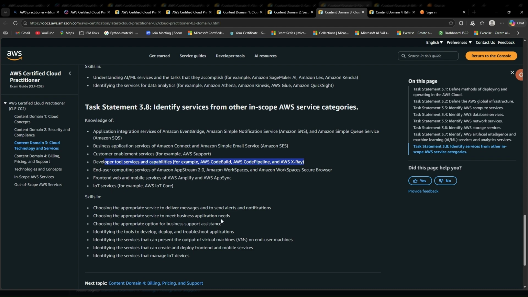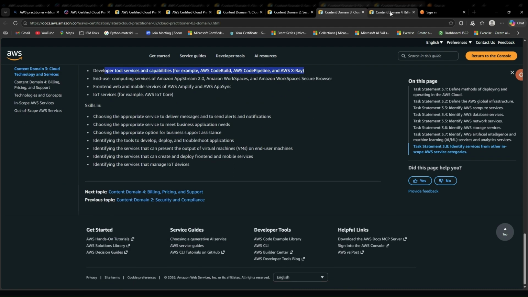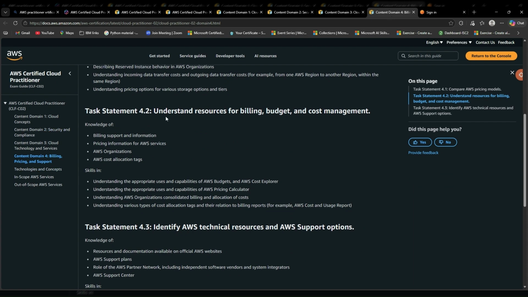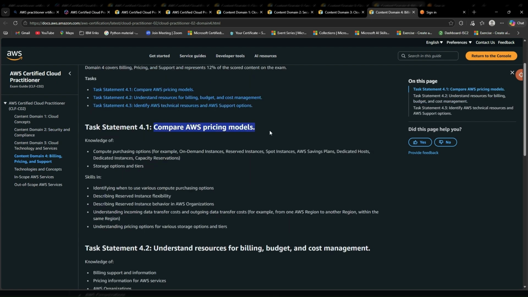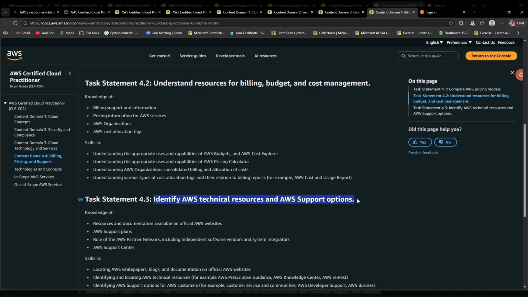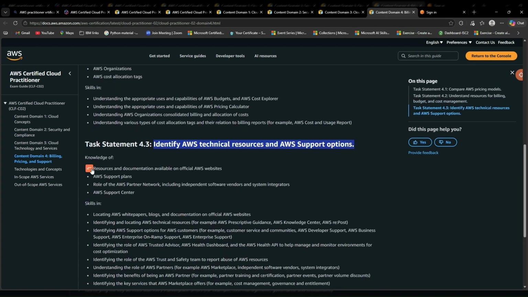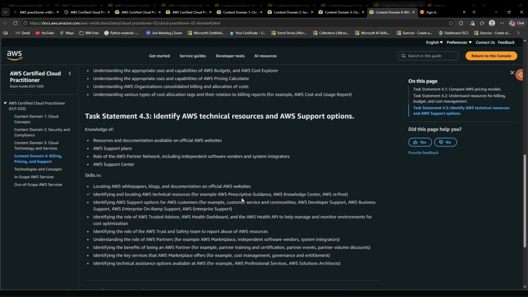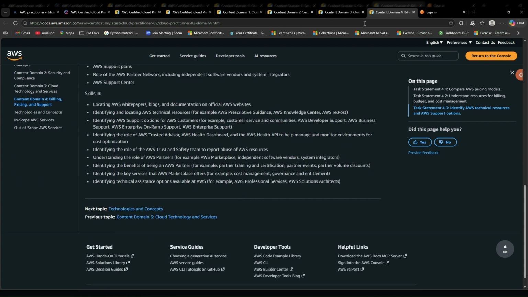And then the last domain is the billing domain. You need to compare the AWS pricing models, understand the resources for billing, budgets and cost management, and identify AWS technical resources and AWS support options. You just need to read most of these things from the documents provided. So these are basically the four domains on which you will be questioned.